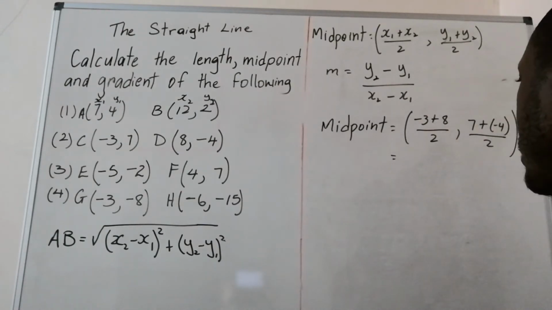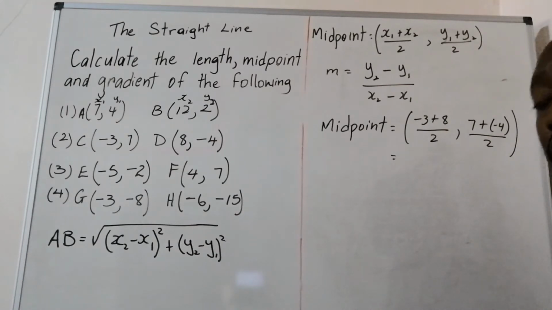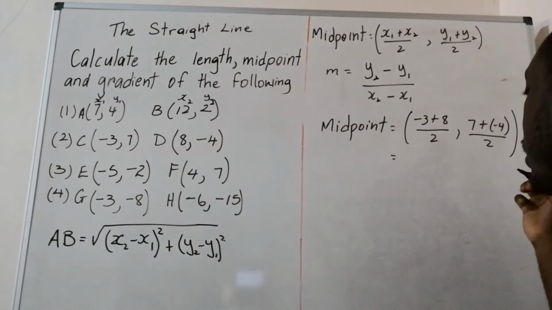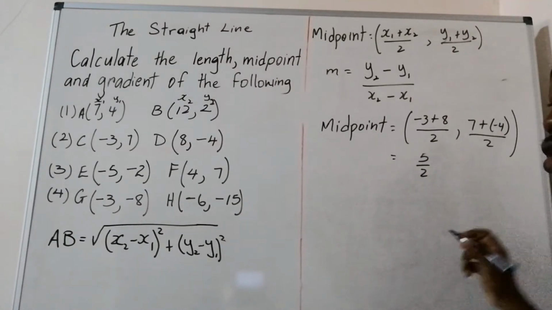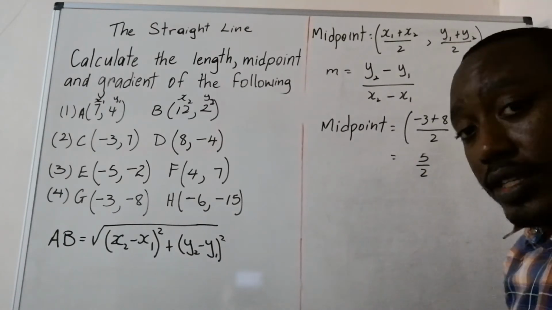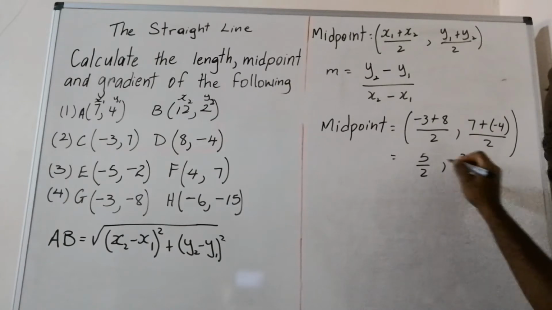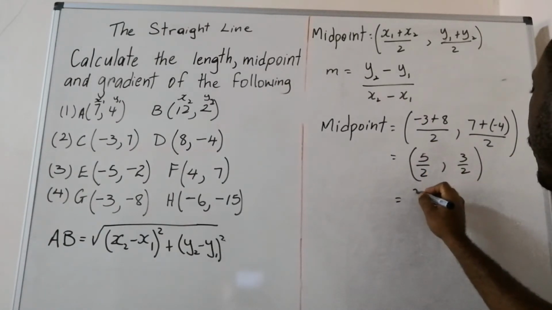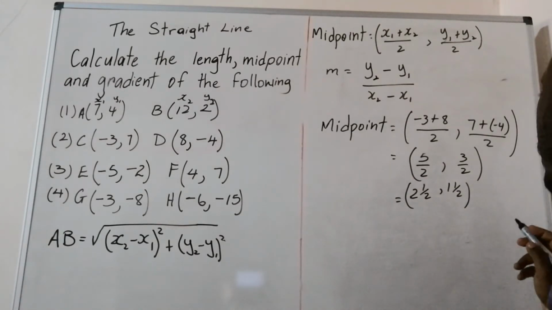So what will we have? We will have negative 3 plus 8, which will be positive 5. The two signs are different, so we subtract and the answer takes the sign of the bigger number. Negative 3 plus 8 gives us 5, and since the 8 is positive, it gives us positive 5, over 2. And 7 plus negative 4: the two signs are different, so we subtract, which gives us positive 3, and since the 7 is larger, our answer is positive. That gives us 3 over 2. Dividing, we have 2.5 and 1.5. So the midpoint will be found at (2.5, 1.5).